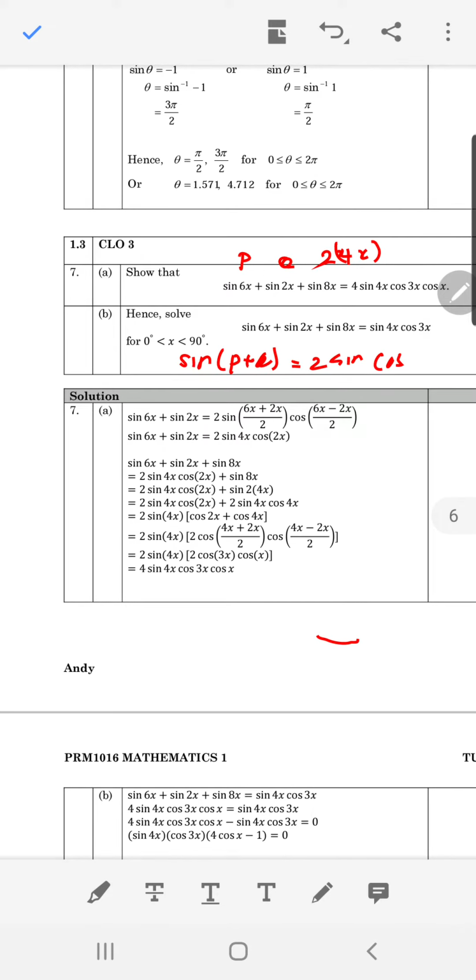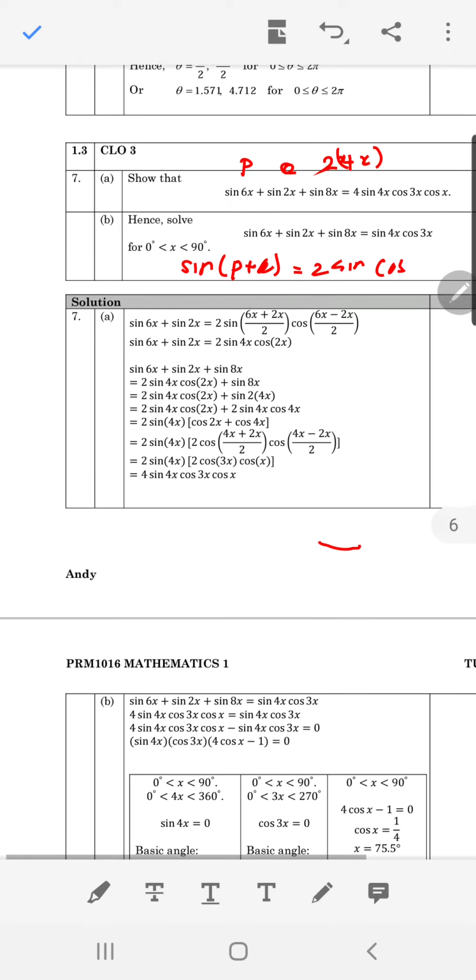So this is how you get 2 sin of (P plus Q) over 2 times cos of (P minus Q) over 2. And then after that you change the 8x to 2 times 4x, then use the double angle formula. Then you will find that the sin 4x is the same, then you can factor out. After that you apply the factor formula another time: cos plus cos is 2 cos cos. Then only you will be able to prove.